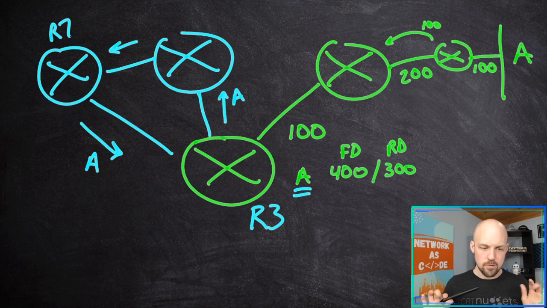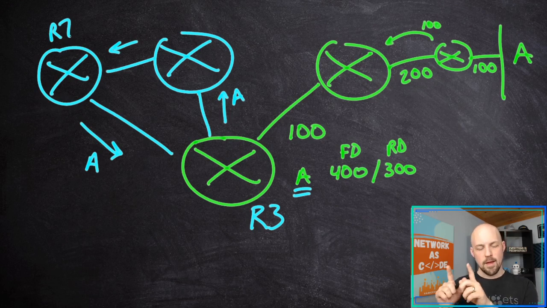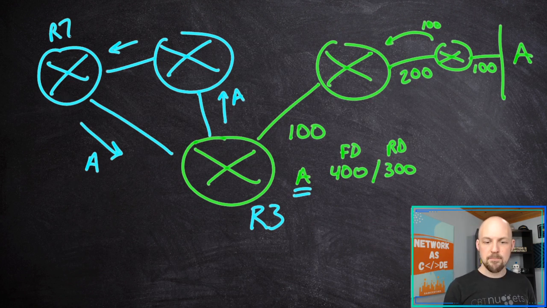So, loop prevention first. We're going to start with loop prevention, which is a big deal within the EIGRP topology table, and then we're going to get to feasible successors, okay? Which does enable fast convergence. Big Papa's right about that.